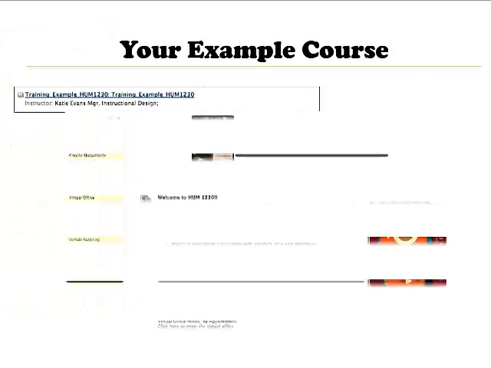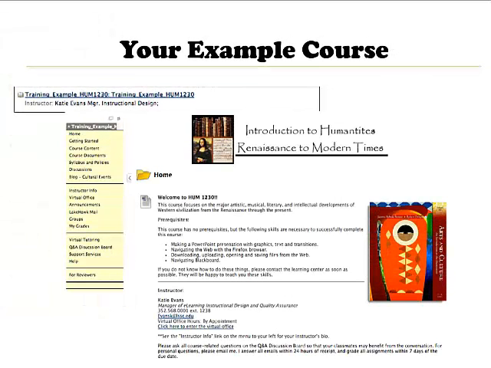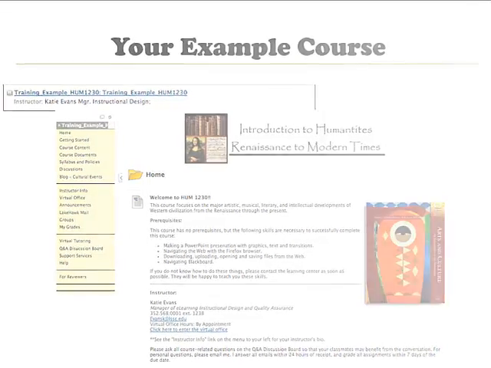If you ever find yourself confused or simply need an example of how something should look, visit the course labeled training_example_HUM1230 in your Blackboard course list. This example course represents some of our best instructional designs. It is Quality Matters recognized and a 2014 Blackboard Catalyst Exemplary Course Award winner, so it is a pretty good example of what to do.